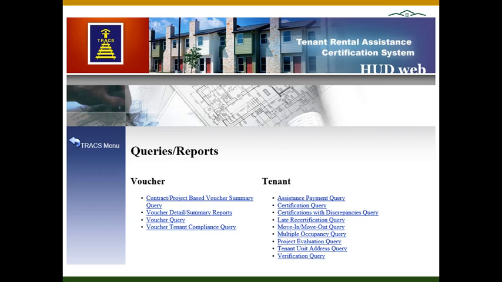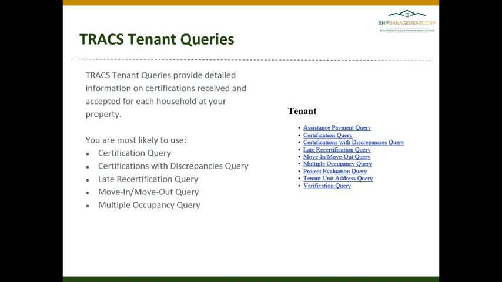In this session, we'll be discussing the queries that are listed on the right-hand side under Tenant. TRACS Tenant Queries provide detailed information on the certifications received and accepted for each household at your property. You are most likely to use the Certification Query, Certifications with Discrepancies Query, Late Recertification Query, Move-in, Move-out Query, and Multiple Occupancy Query.